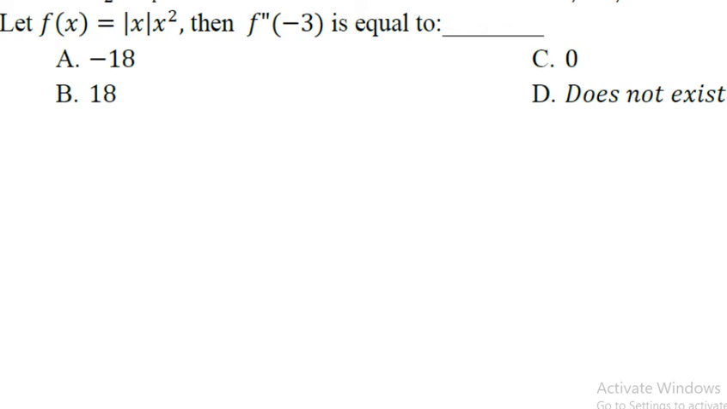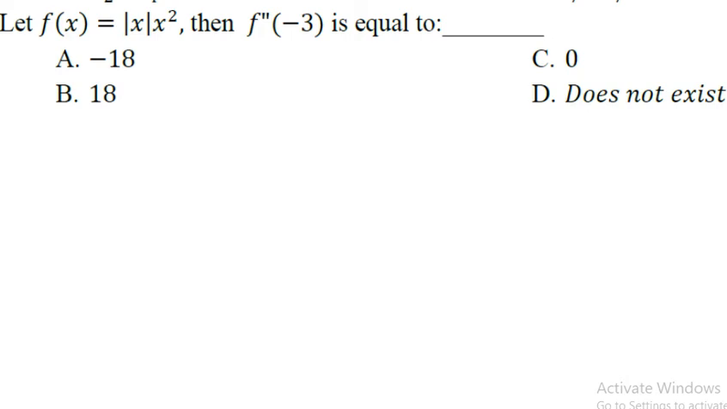Hello, welcome back. We are here to continue solving our model exam for grade 12 mathematics. The first question for today: let f of x equal the absolute value of x times x squared. Then f second derivative at -3 equals, it says.